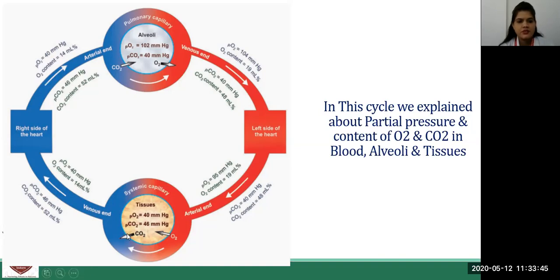Next is diffusion of carbon dioxide from tissues to the blood. The partial pressure of carbon dioxide in the tissue is 46 mmHg, whereas the partial pressure of carbon dioxide in the blood is 40 mmHg. So here there is a pressure gradient of 6 mmHg. Or we can say the content of carbon dioxide in the blood is 48 ml% at the arterial end, and in the venous blood it is 52 ml%. So about 4 ml of carbon dioxide per 100 ml of the blood is diffused from tissues to blood.